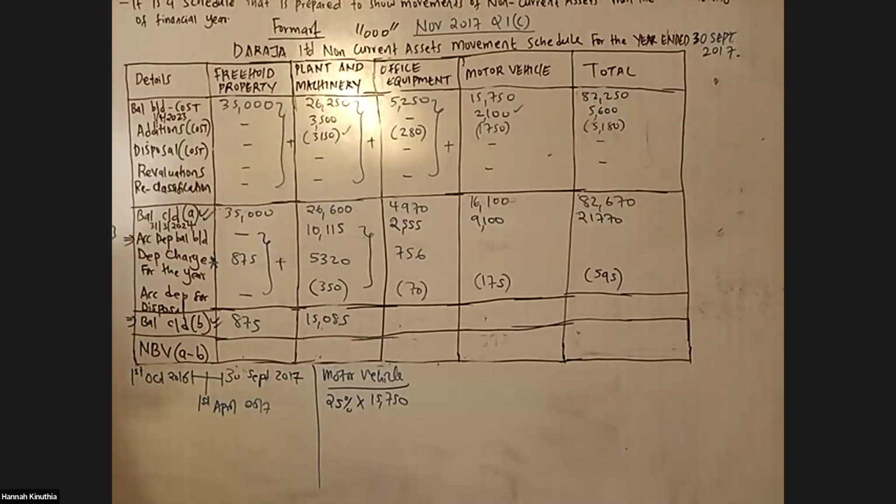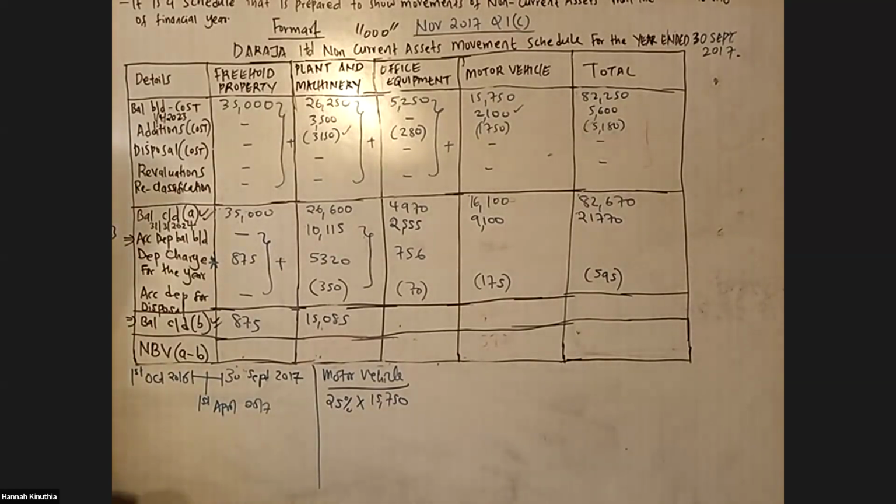Now, how long did they use this asset? From October to April. How many months? So October, November, December, January, February, March. 6 months. Is that correct? Yes.